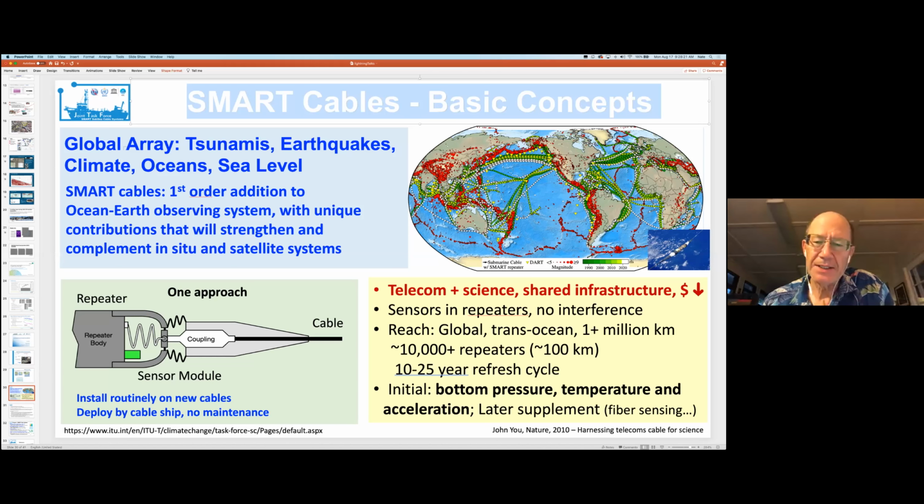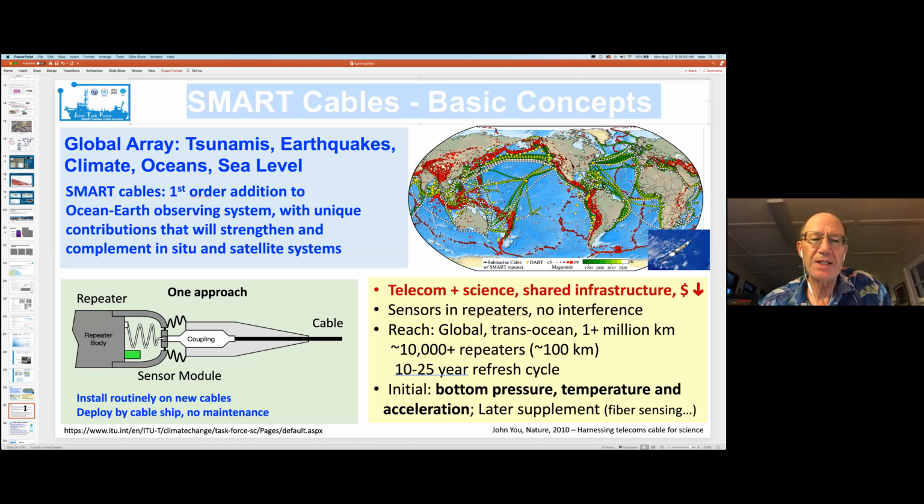The basic idea is, again, to put actual sensors into repeaters, shown here on the left, and here on the right, the little picture of a repeater. Initially bottom pressure, temperature, and seismic acceleration. Later on, after we get this working, one can consider fiber sensing.